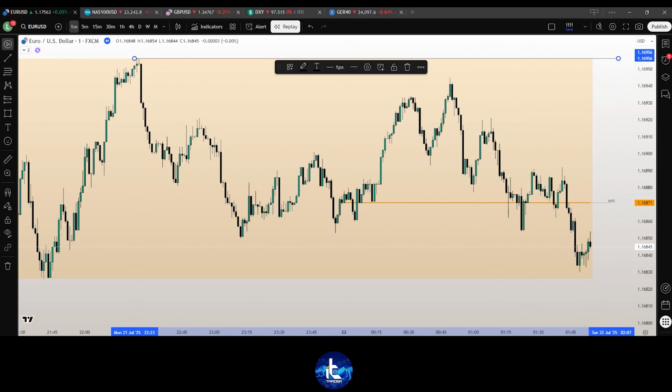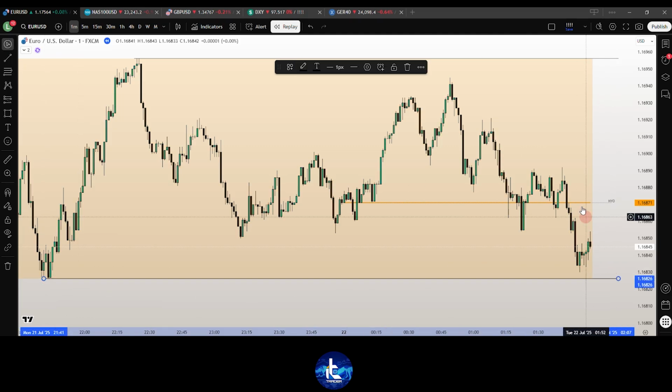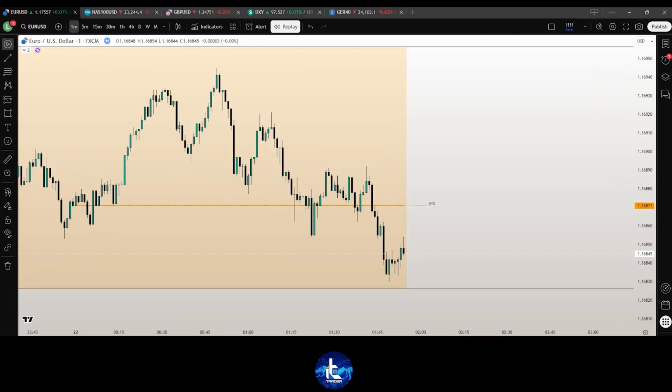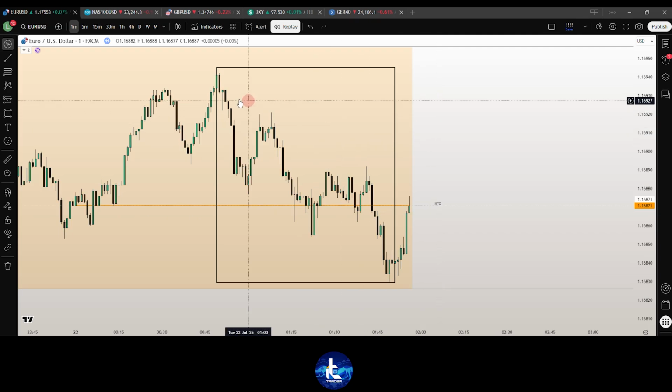Let's move on to the next day, July 22nd. Everything is going according to plan. First, we highlight the maximum and minimum of the Asian session and mark the opening candle at 0 o'clock. Next, a downward movement appears on the chart. This entire movement is a big trap to lure traders into opening short positions.